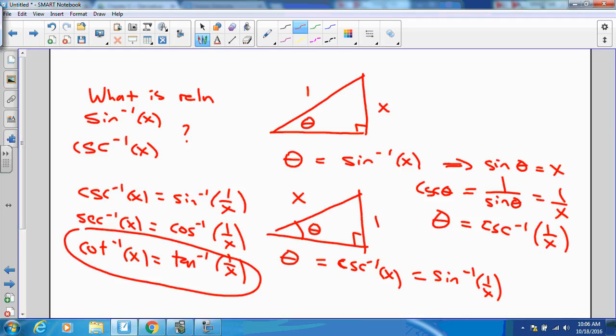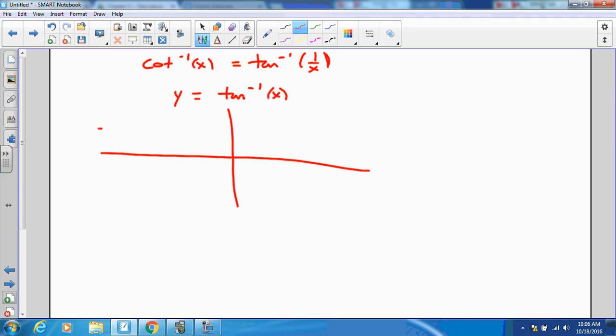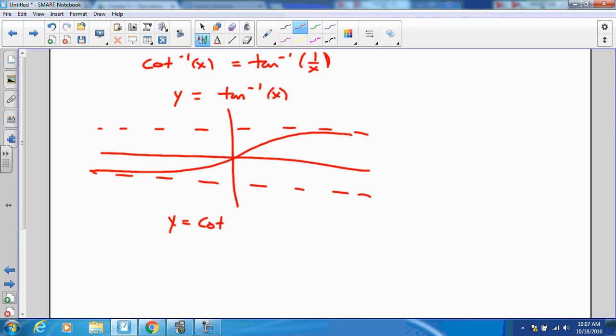Okay. Here's where the interesting problem comes in. If I take a look at inverse cotangent, and define it as the inverse tangent of 1 over x, then I'm going to get a particular graph. Here's y equals inverse tangent of x. My graph goes like so. And that's all good. Okay? So if I take the inverse tangent of 1 over x, notice that from here to here, x goes from 0 to infinity, right?